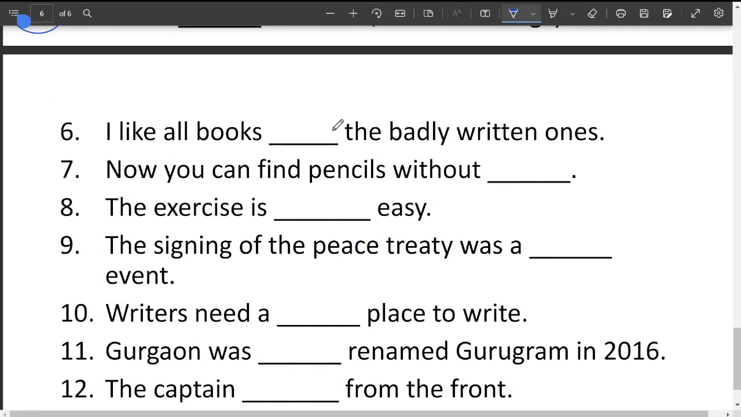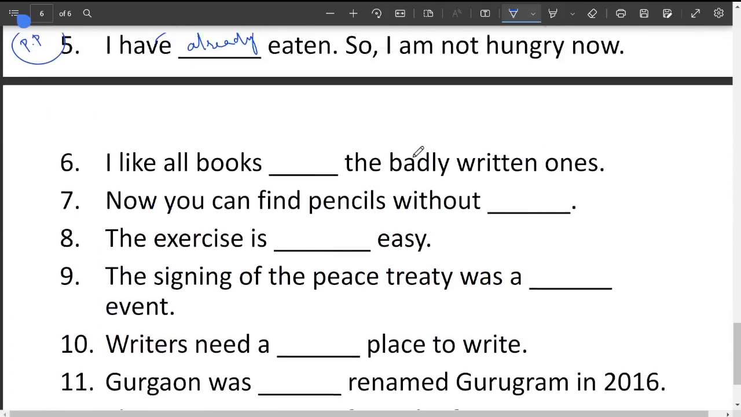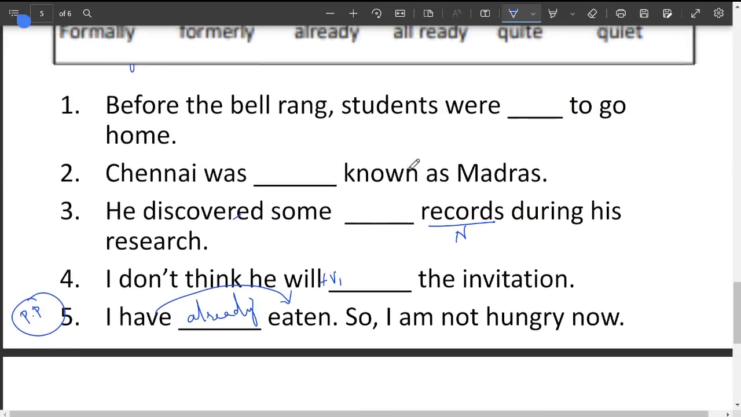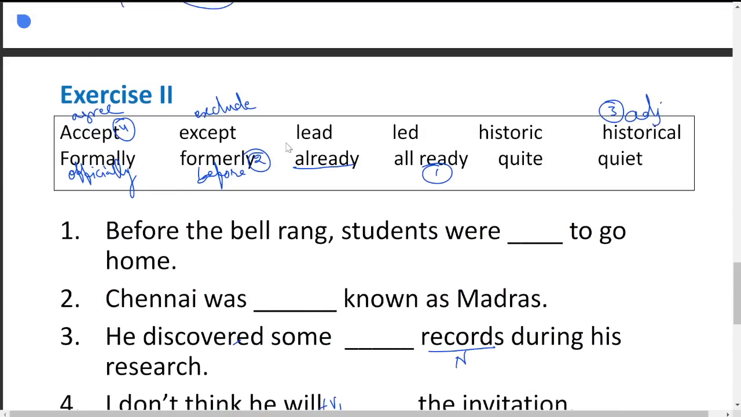I like all books dash the badly written ones. I like all books, but I don't like the badly written ones. So which word can be used where? Except. Okay. Except the badly written ones. So that is the sixth one you can use.